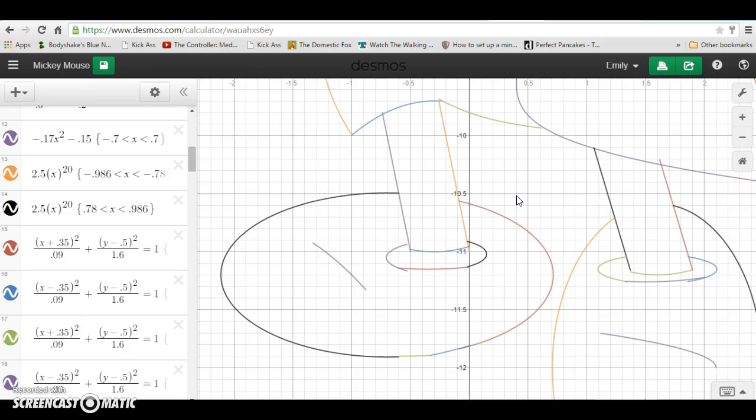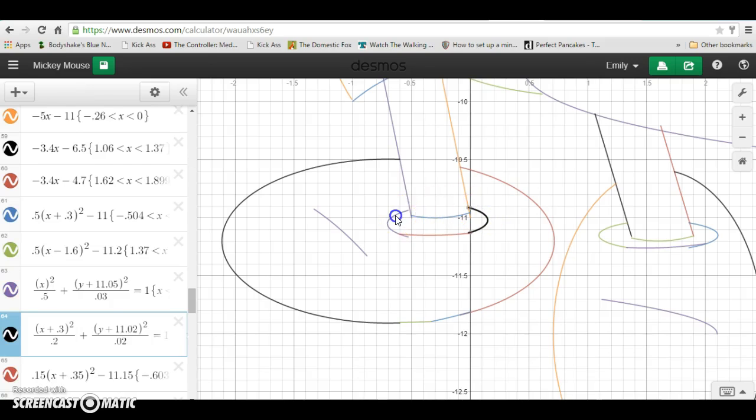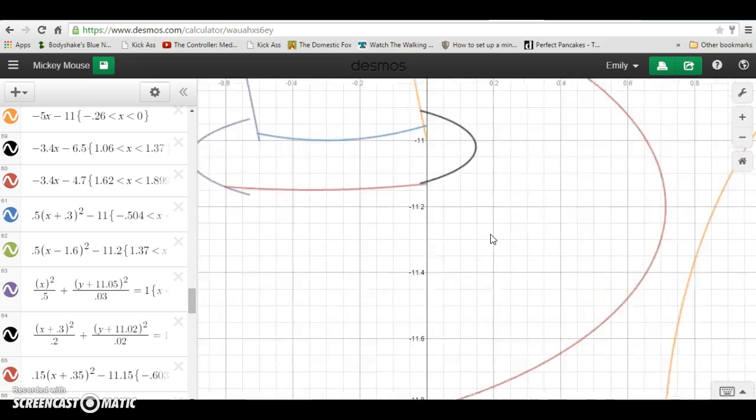Then I moved my oval down by adding 11.02 to the y value, and I moved it slightly to the left by adding 0.3 to the x value. Then I restricted the domain so that x was greater than 0.018, and then I created the same function, but I restricted the domain again so that x was less than negative 0.53, so that I had this function here and this function, and I connected them with a quadratic, ending with the equation (x + 0.3) squared over 0.2 plus (y + 11.02) squared over 0.02 equals 1.